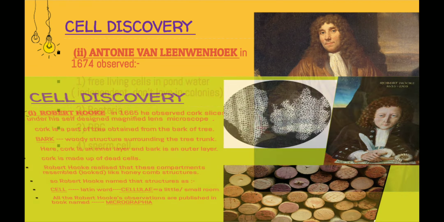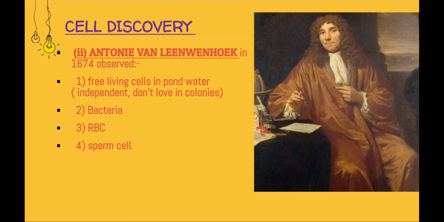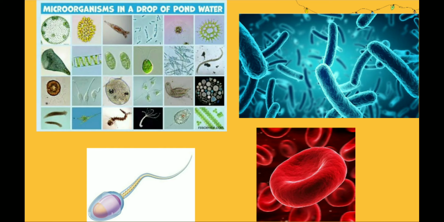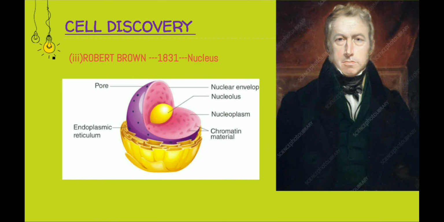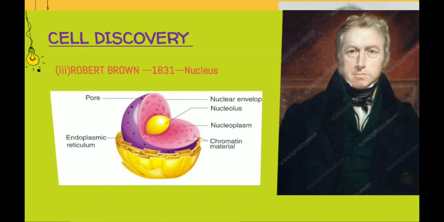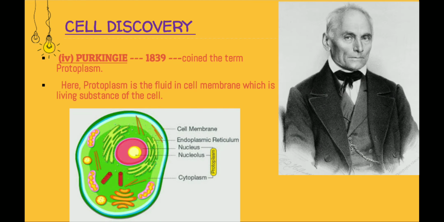Next we saw Antony van Leeuwenhoek. What did he observe? He observed free living cells in pond water. He observed bacteria, RBC, and sperm cells. He is also known as the father of microbiology, because he observed all the microbiological things. The third discovery is Robert Brown, who observed the nucleus in the year 1831. All the scientists' names and years are very important.